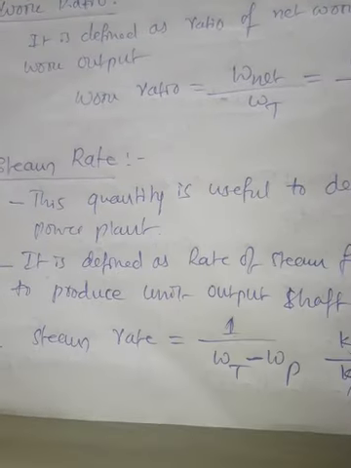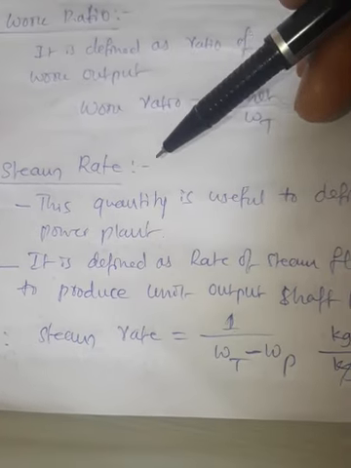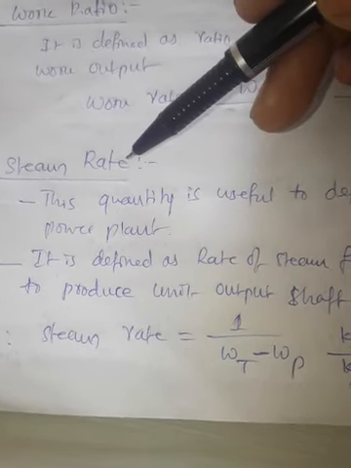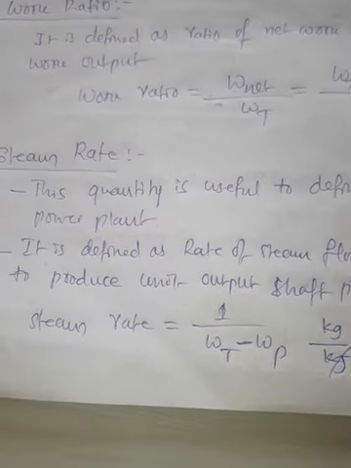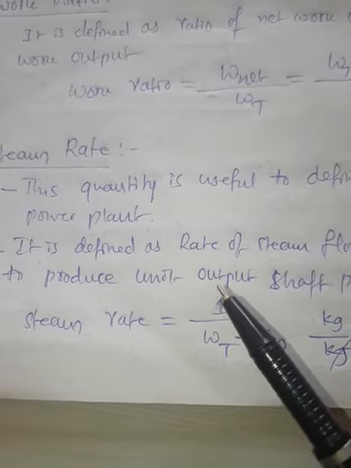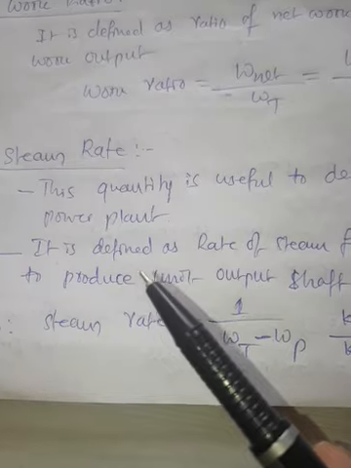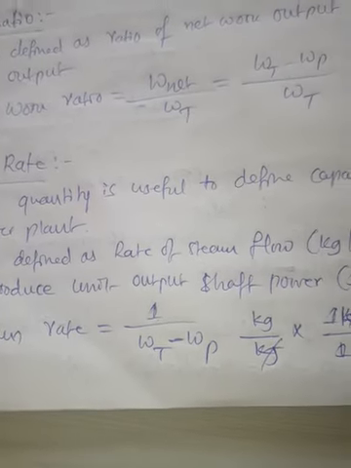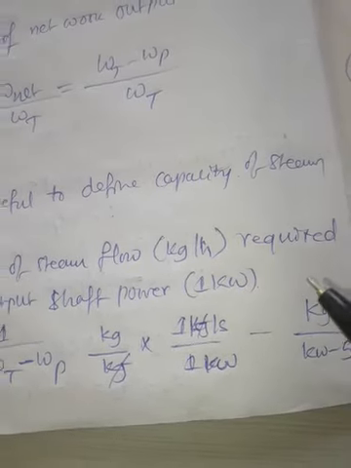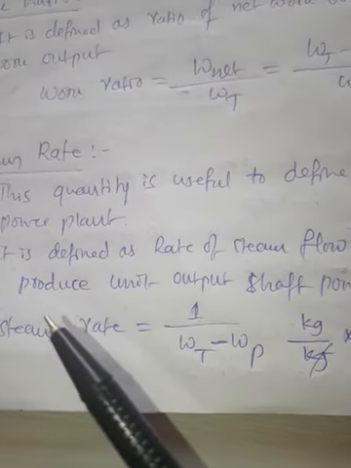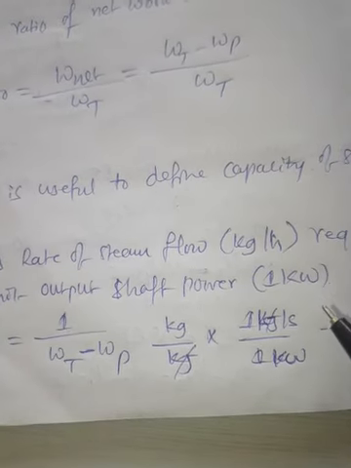Another important parameter for a steam power plant is the steam rate. This parameter indicates the capacity of the steam power plant. Then how do we define this parameter? It is defined as the rate of steam flow in kg per hour required to generate unit output shaft power, that is, 1 kilowatt of power.